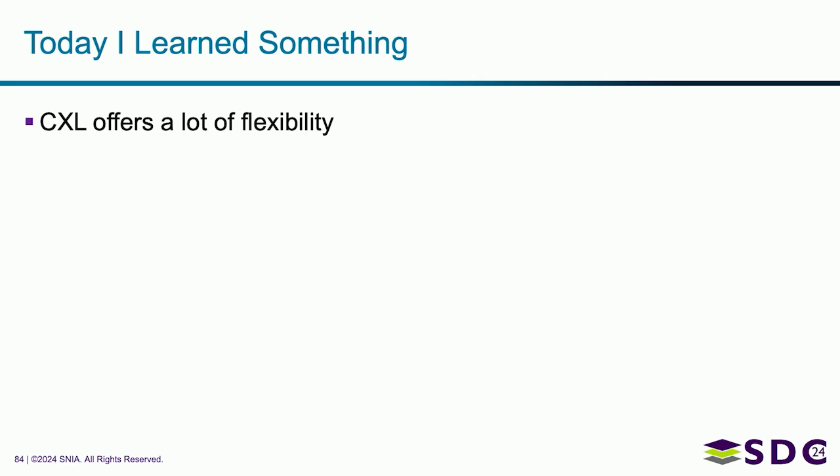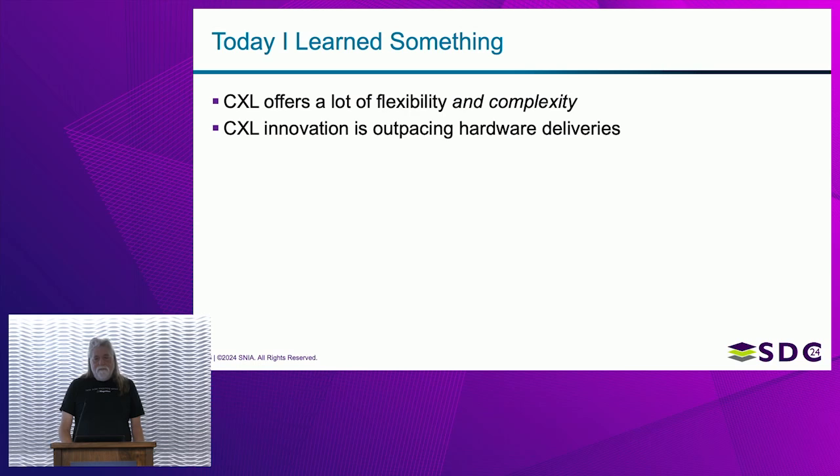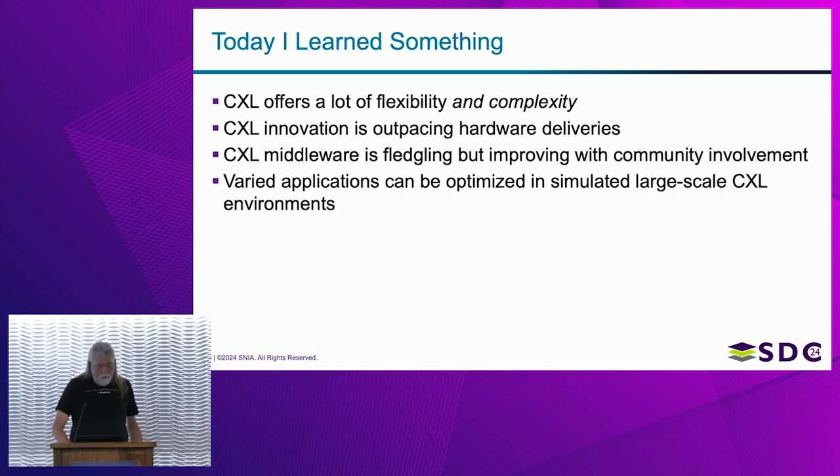So let's reiterate what we talked about today. I think Craig kind of summed this up. There's an awful lot of flexibility with CXL, but it also, with the multiple tiers, presents a lot of complexity. There's an awful lot of innovation going on, especially in places like AMD, but in various other companies as well. There are companies attempting to put together what is referred to as middleware, and there's a lot of innovation there, and the more people who join in, the better it will be. And you can actually try various applications and figure out how to get a large-scale CXL system running before you can buy the hardware.